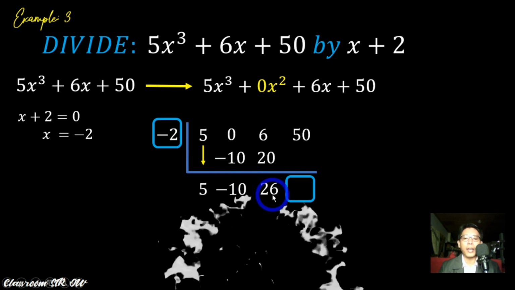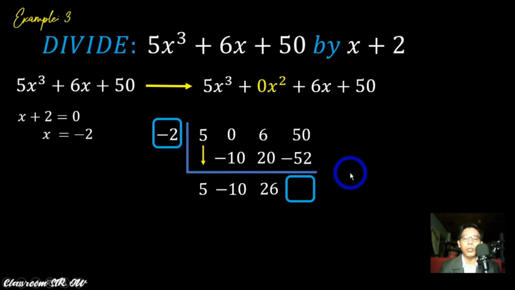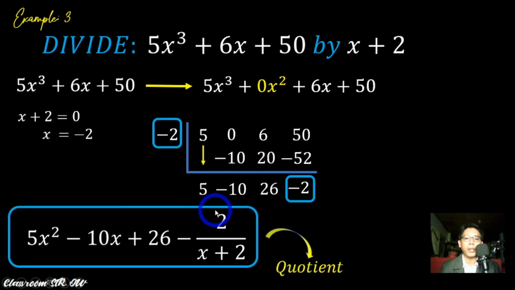And negative 2 times 26 is negative 52. So we will add 50 and negative 52. Since they are unlike signs, we will subtract them. 50 plus negative 52, of course, is negative 2. And negative 2 is our remainder. So therefore, since the highest exponent is 3, we'll just subtract 1 for our quotient. So we have 5x squared minus 10x plus 26, which is the constant, minus 2 all over the divisor x plus 2. This would be our quotient.